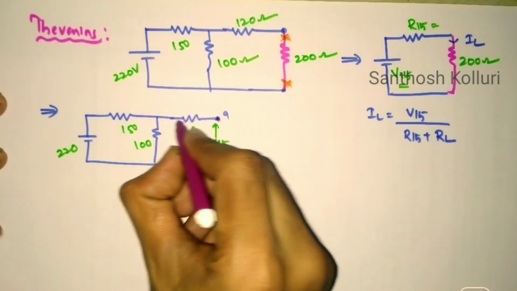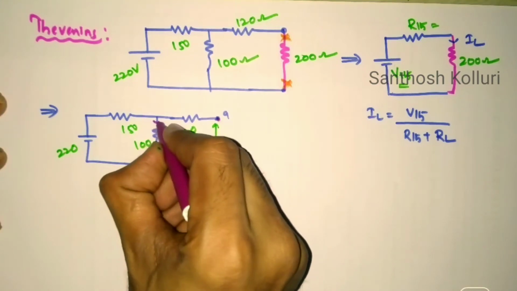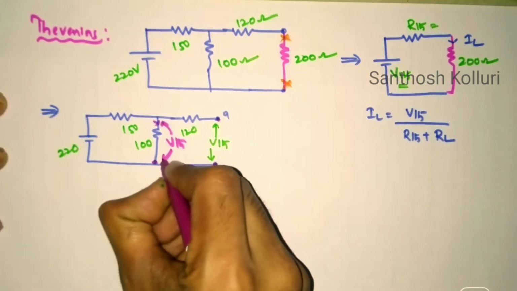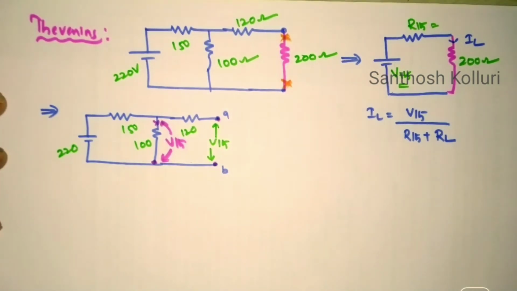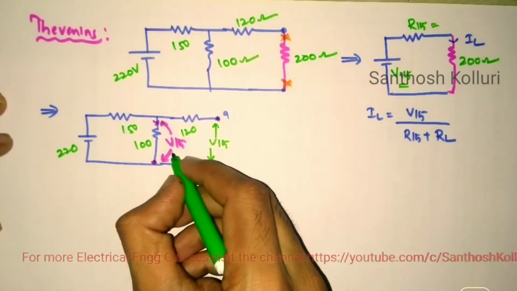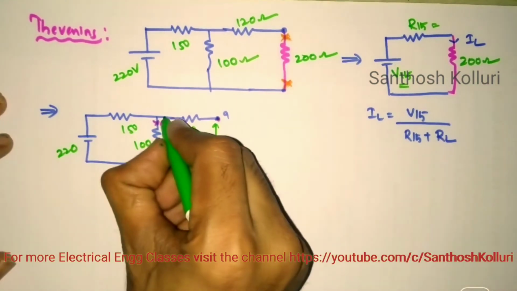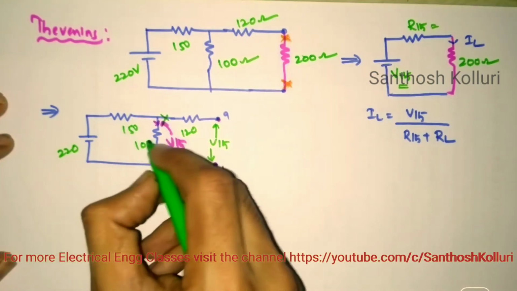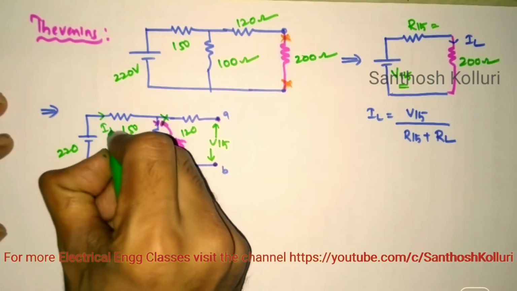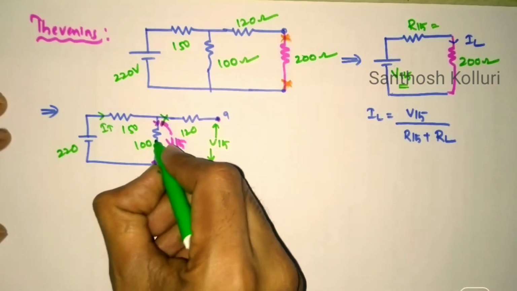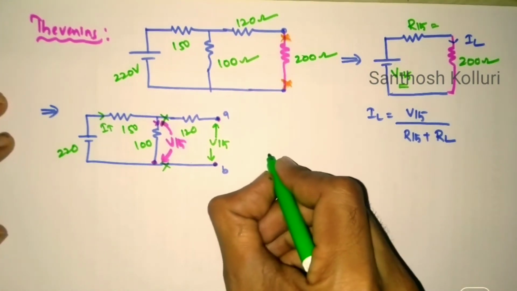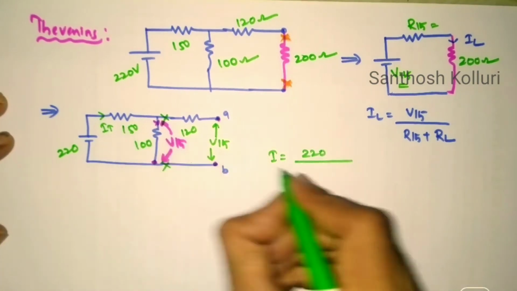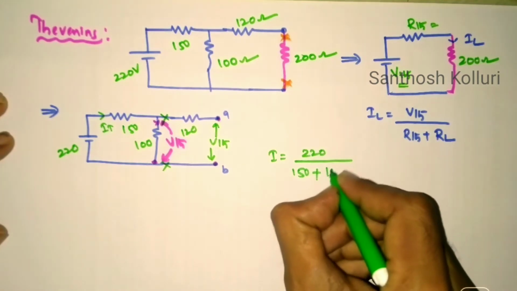So as it is an open end wire, the voltage which is appearing here is called your Thevenin's voltage. This is our Thevenin's voltage. For this, the circuit is now opened, so here it is forming a simple closed path. So if I know the current flowing through this path, then I can calculate the voltage across this resistor. So here the current can be calculated as 220 divided by 150 plus 100 ohms.